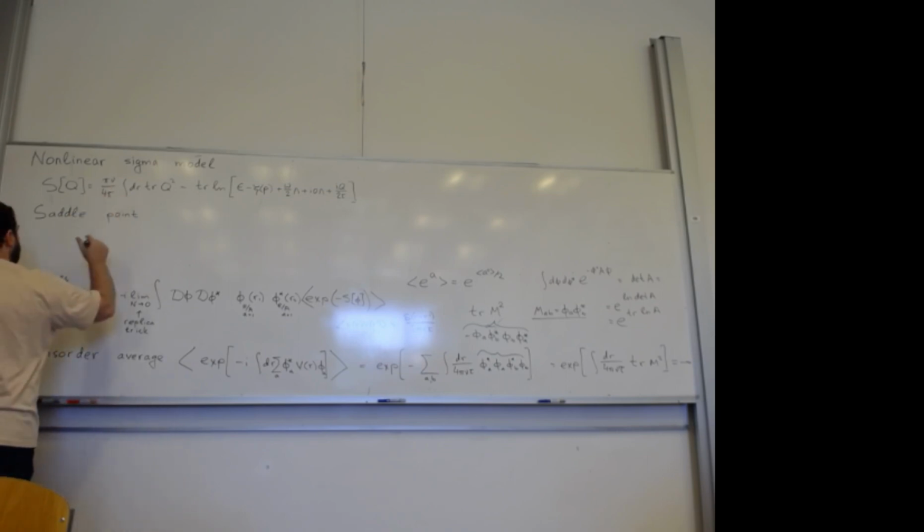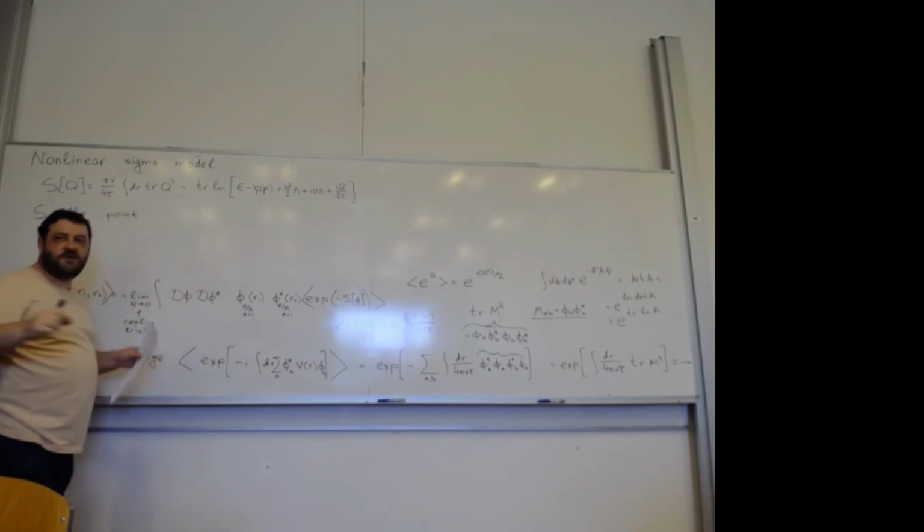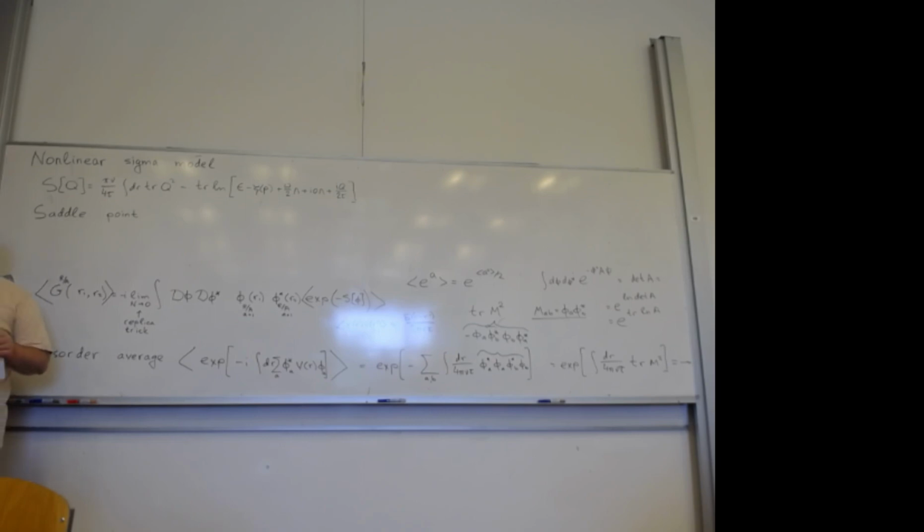So we want to find the minimum of this object. So how do we find the minimum? Who knows? Differentiate. Sure. We take a derivative, yes, and we look where this derivative becomes 0. So we take a derivative of the action with respect to the matrix Q.